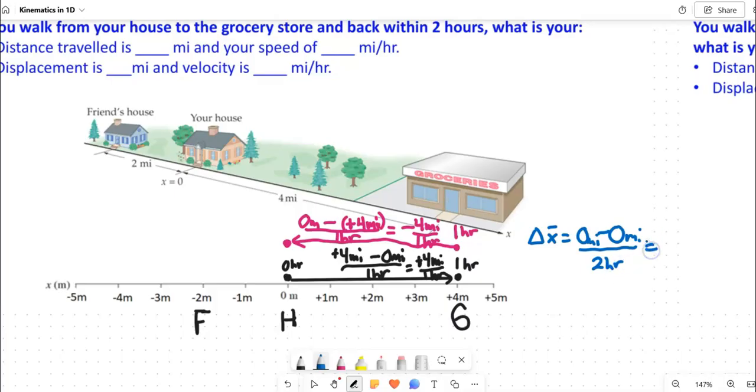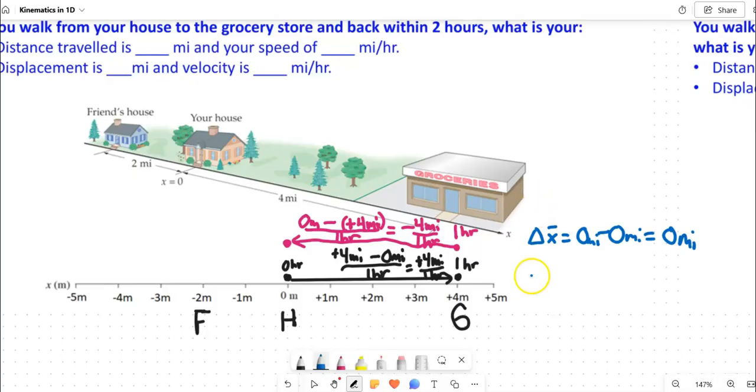So your displacement, which is going to be weird, is going to be 0 miles. Which kind of makes it look like you didn't do anything that day.